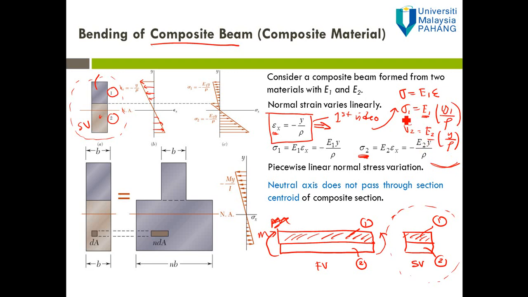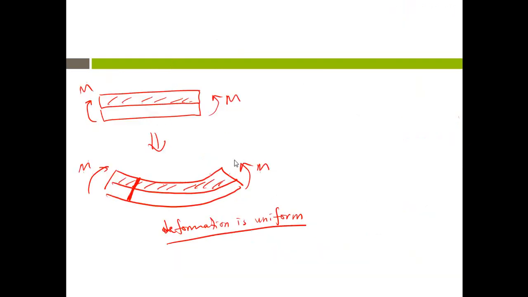Because different materials have different E, you can see here. So what is E? E is the slope. Let's say I draw the stress-strain curve, stress versus strain, from the tensile test. So what is E? E is the slope. That is the E.